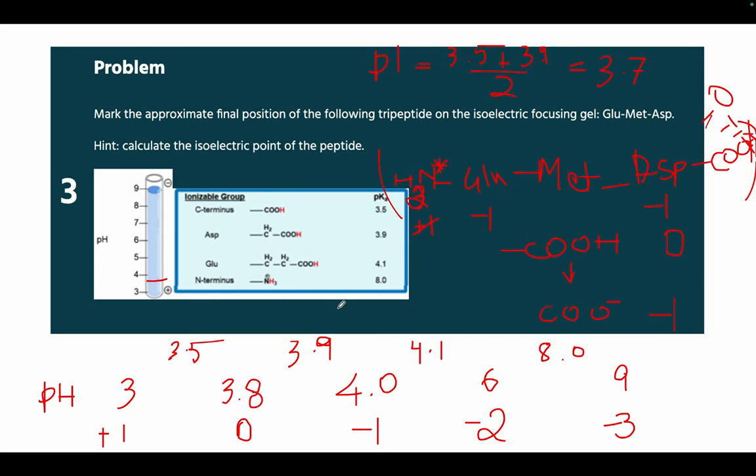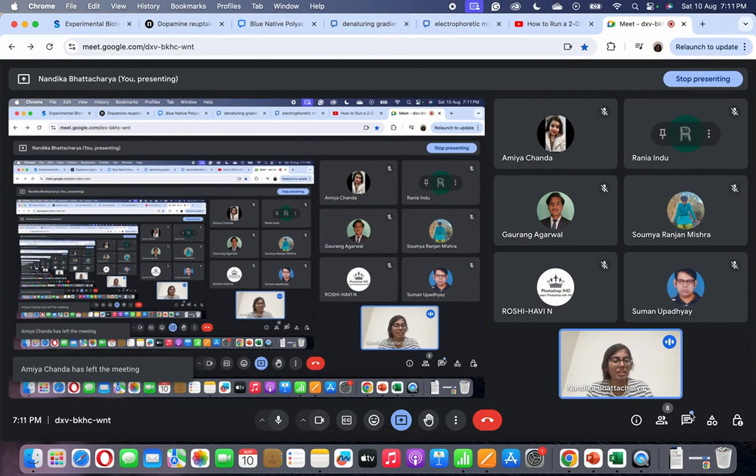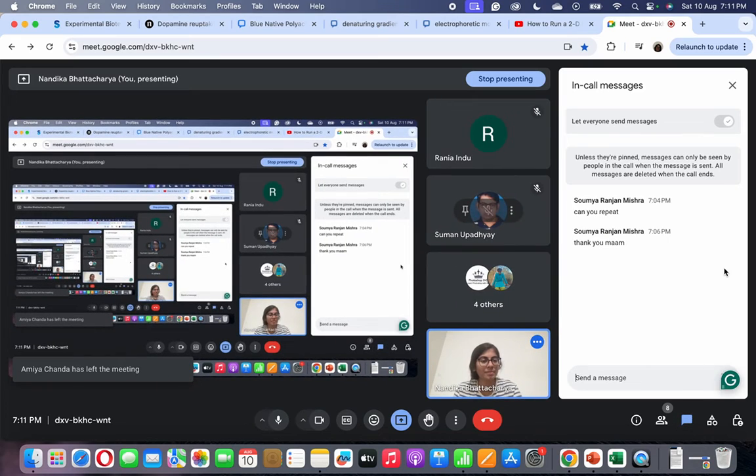Okay, is this example clear now to everyone? Again, if you have any questions, feel free to ask me or put it in the chat or anything. Yeah, good.